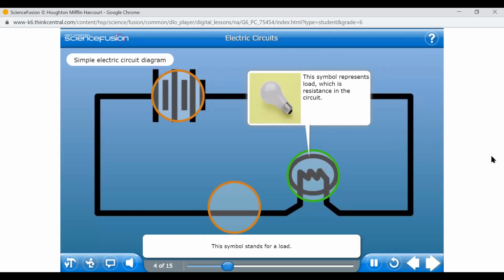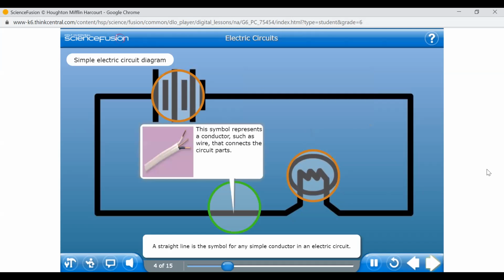This symbol stands for a load. A load is resistance in the circuit. Resistance slows current down, usually by changing electric energy to energy as heat. The symbol for resistance is a zigzag line. In this circuit, the load is a light bulb. Other loads can be appliances, such as toasters or hair dryers.